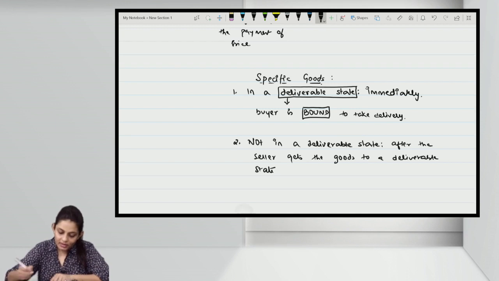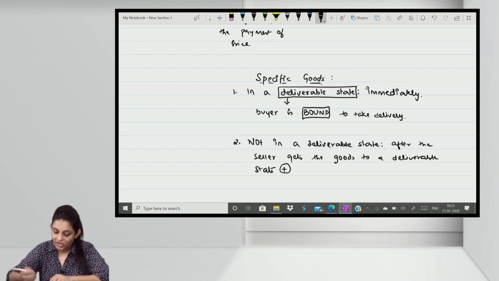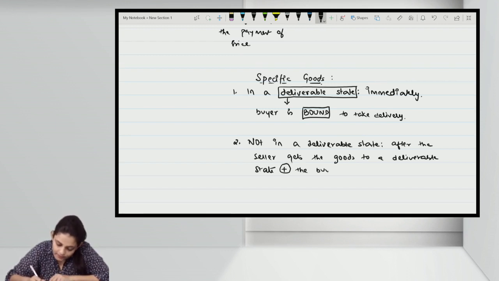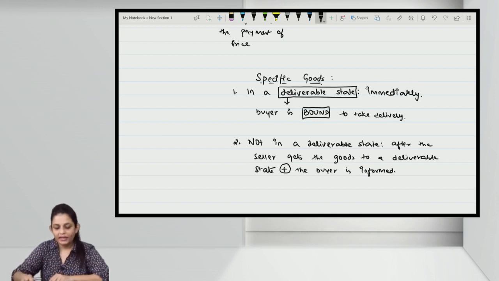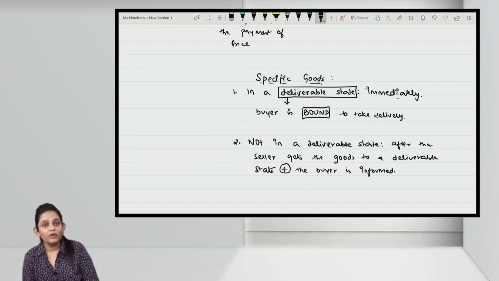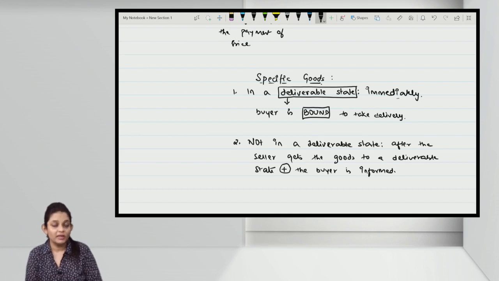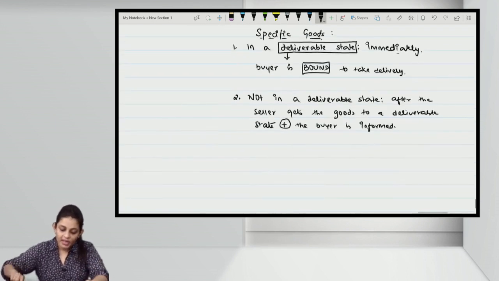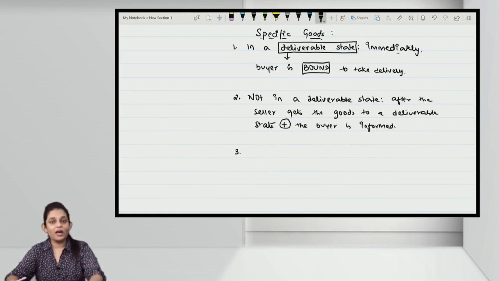So, when the goods are brought to a deliverable state and the buyer is informed. This side is the type of goods, this side is transfer of ownership. If the specific goods are in a deliverable state, ownership is transferred immediately. If the specific goods are not in a deliverable state, ownership is transferred after they are brought to a deliverable state and the buyer is informed.